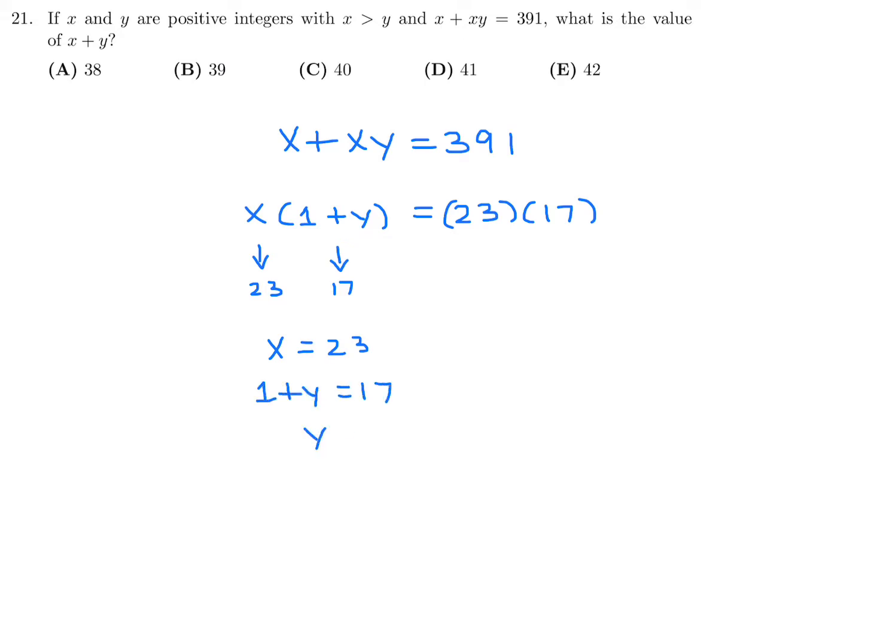So solving for y, I get y is equal to 16. They want me to find x plus y. So x plus y is going to be 23 plus 16, and that is 39. So number 21, the answer is B.